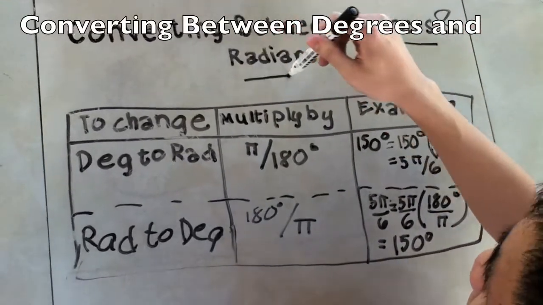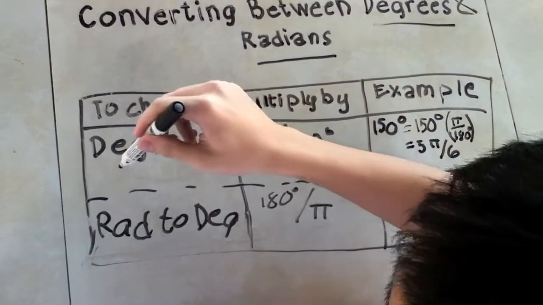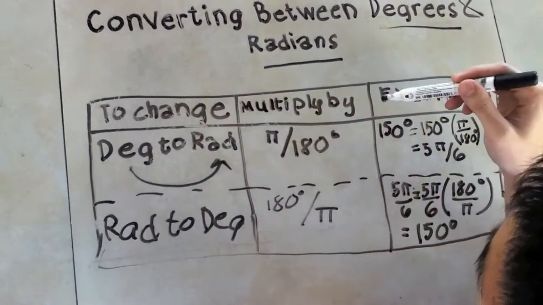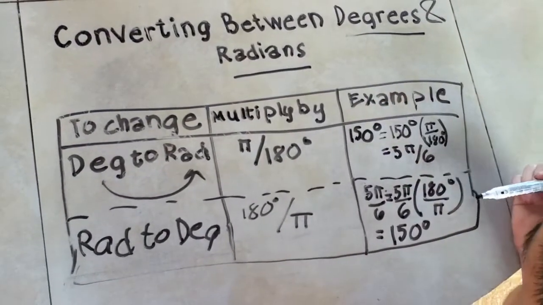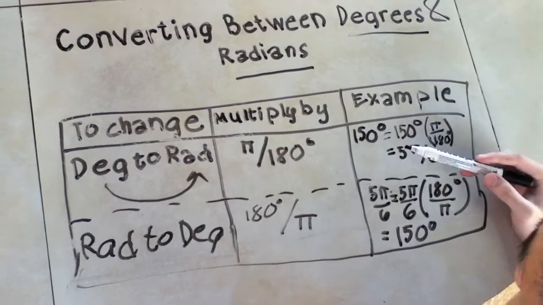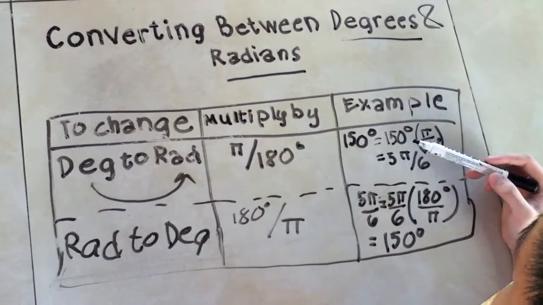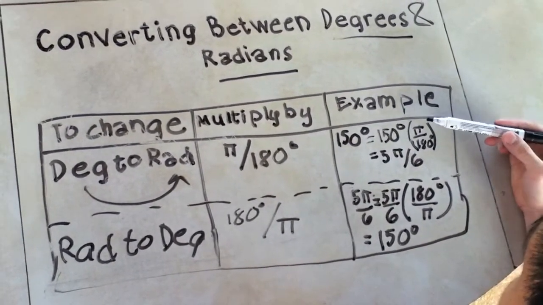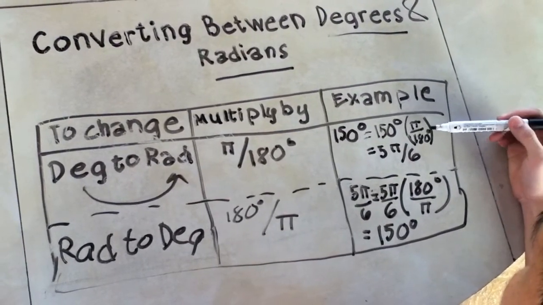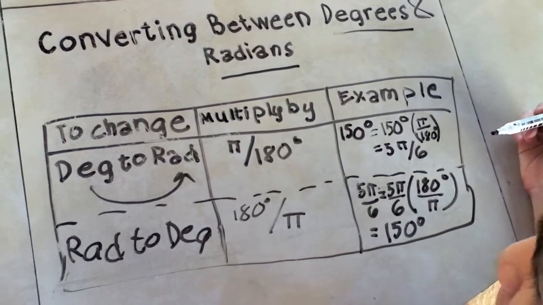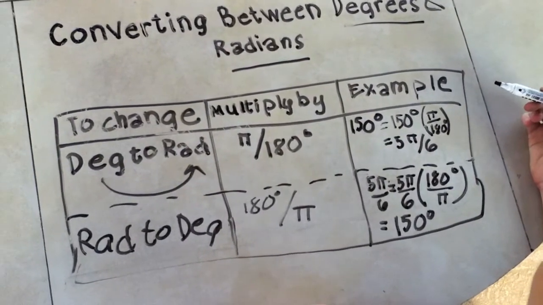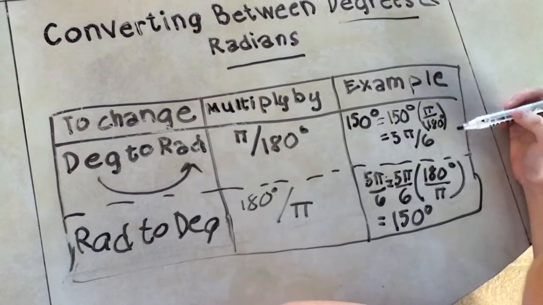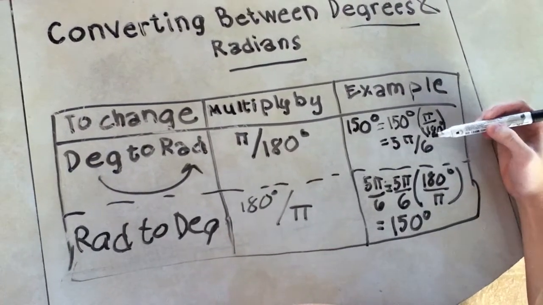Underline: everything between degrees and radians. To change degrees to radians, you multiply it by pi over 180 degrees. For example, 150 degrees would be equal to 150 degrees multiplied by pi over 180. This is because pi over 180 degrees is still equal to 1. Multiplying the two would then result in 5 pi over 6.